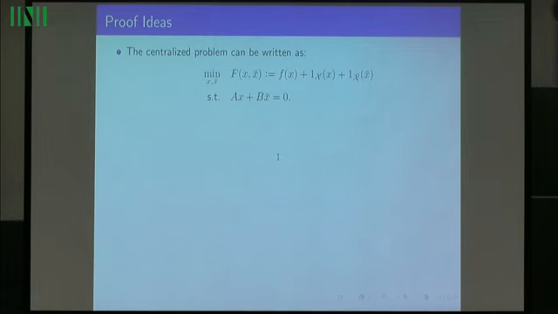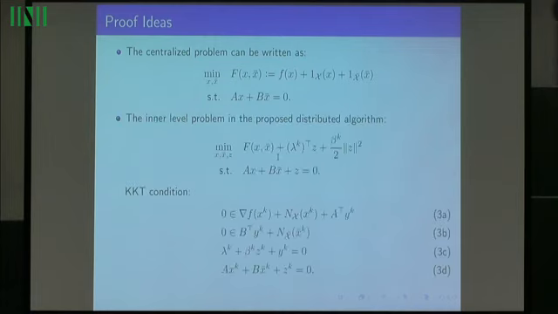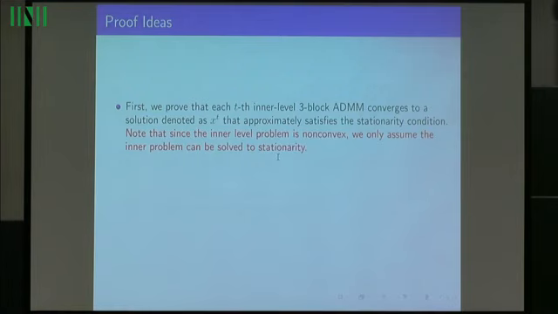So let's see. I guess I'll skip the proof ideas. Basically, to prove that the inner level problem would converge to a certain stationary point, usually in the literature, because it's only one-level ADMM, they assume the subproblem needs to be solved to global optimality. But for this two-level thing, the inner one, we cannot assume that.